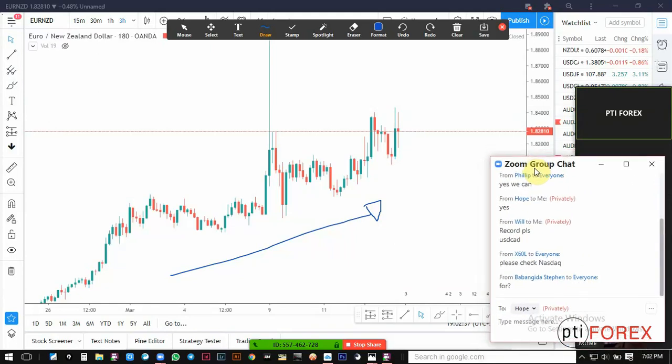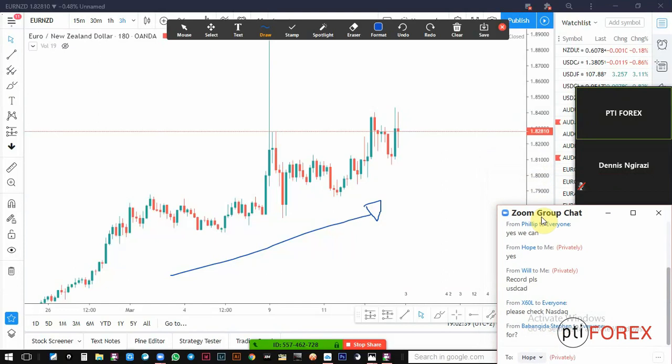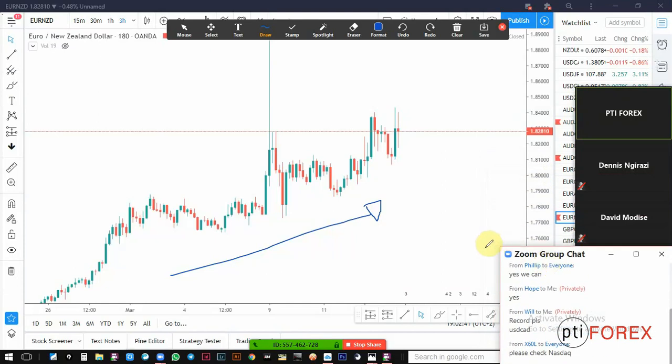Let's check Nasdaq if we have time. As I said in the previous analysis, we look for higher highs and higher lows, or lower lows and lower highs. So here we can see that it is forming higher lows and higher highs, meaning it is a healthy uptrend. So if it is a healthy uptrend, we are just looking for where we can enter the market because it is safe.